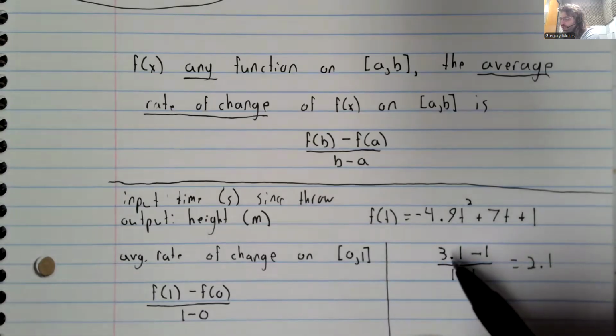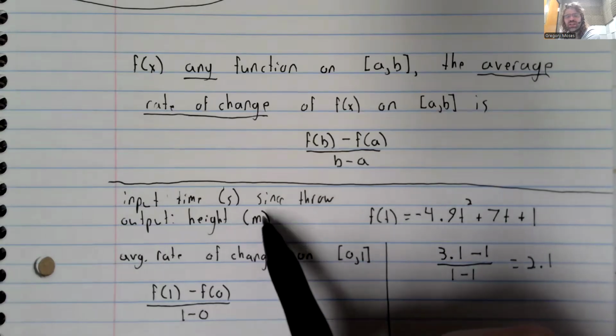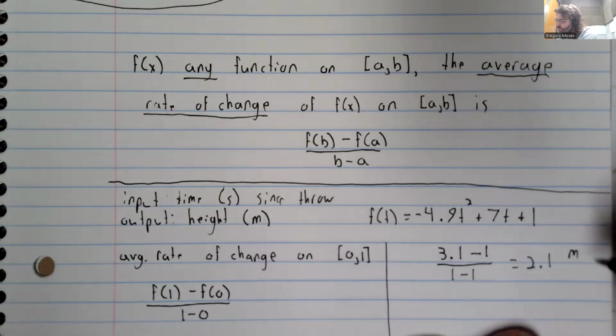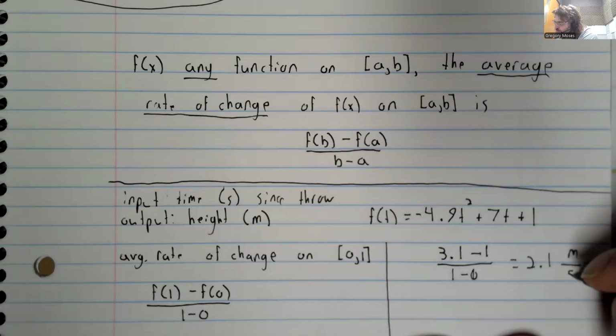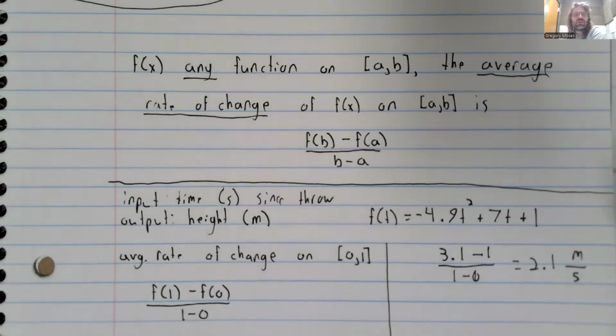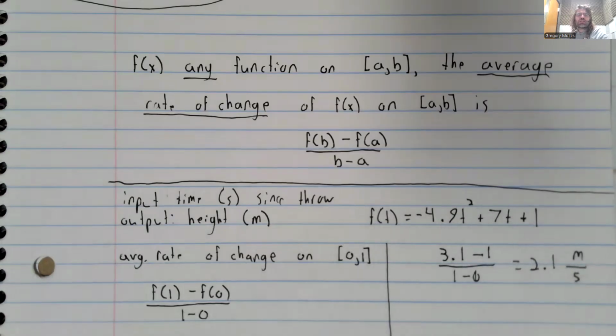And this 3.1 is a height, and this 1 is a height. It's measured in meters. And this 1 is a time, 1 second. And this 0 is a time, 0 seconds. It's measured in seconds. So this 2.1 has a unit, meters per second. You see the average rate of change of this height function is a velocity function.